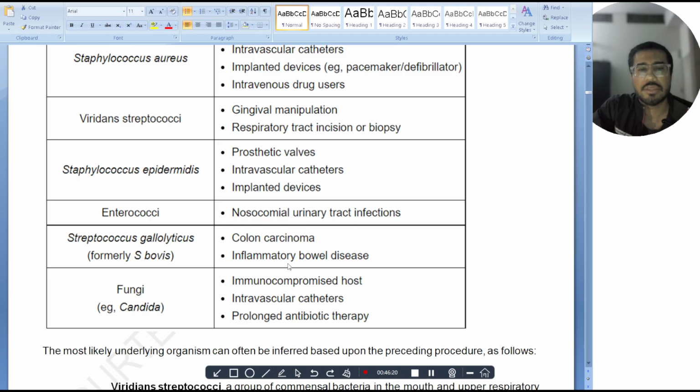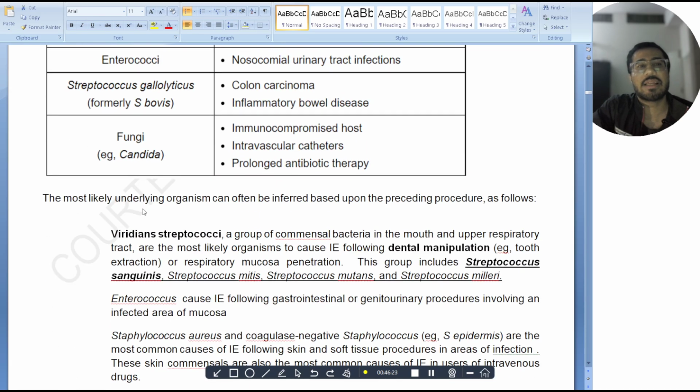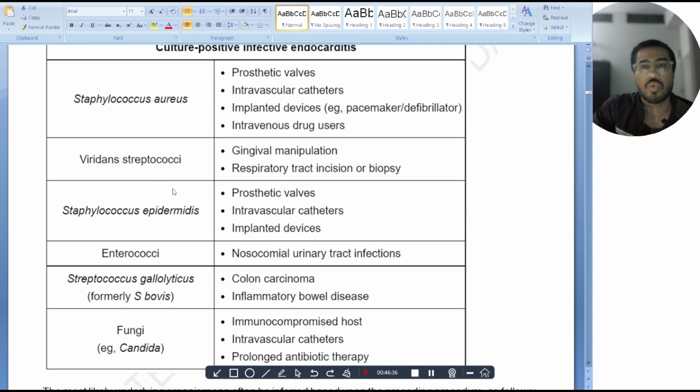The most likely underlying organism can be inferred based on the preceding procedures as follows. If a patient had a procedure, they ask you what is the most likely organism causing IE. That is where this table comes in use. They say the patient had a dental extraction, you go for viridans. They say the patient has colon carcinoma, you go for S. bovis. They say the patient has prosthetic valves installed, what might be the organism? You say it can be Staph epi or Staph aureus.